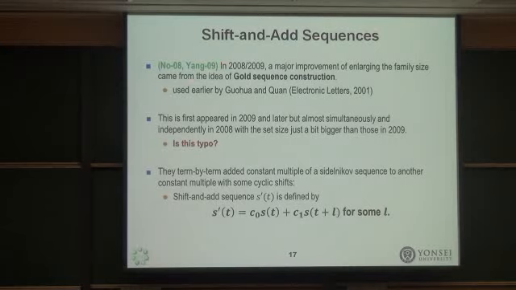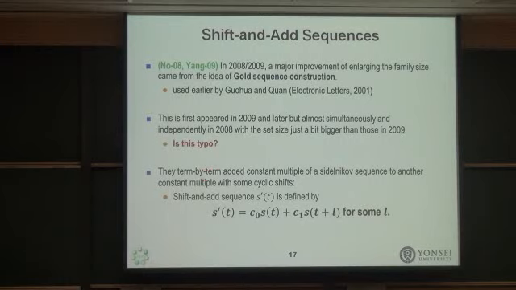So the first major improvement was given by these two papers in 2008 and 2009. This first appeared in 2009, but almost simultaneously and independently, I guess, the other in 2008, with the set size just a bit bigger or the correlation a bit stronger than those in 2009. So is this a typo? I guess not, because they appeared with only about 3 or 4 months difference, and the submission dates are switched. The one that appeared in 2009 was submitted much earlier than the one that appeared in late 2008. So I think there's some interesting story going on there that I'm not aware of, possibly.